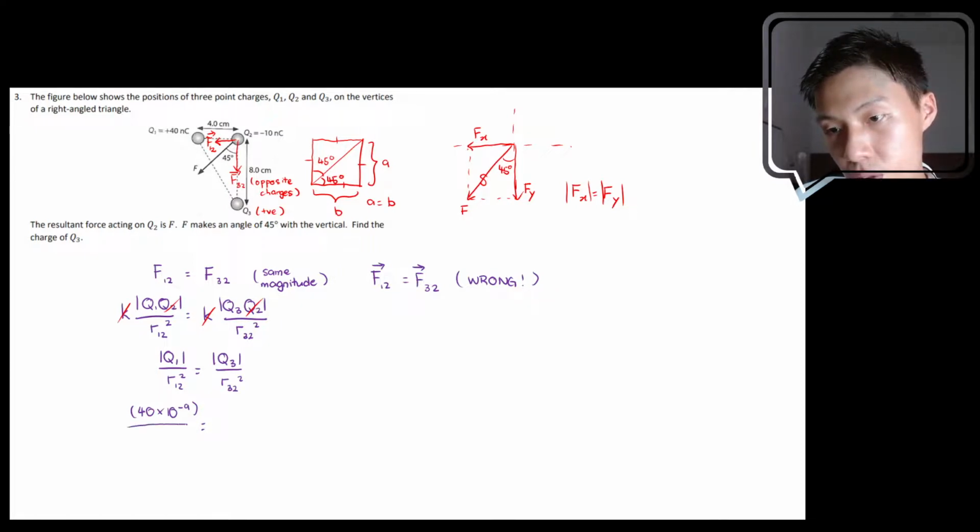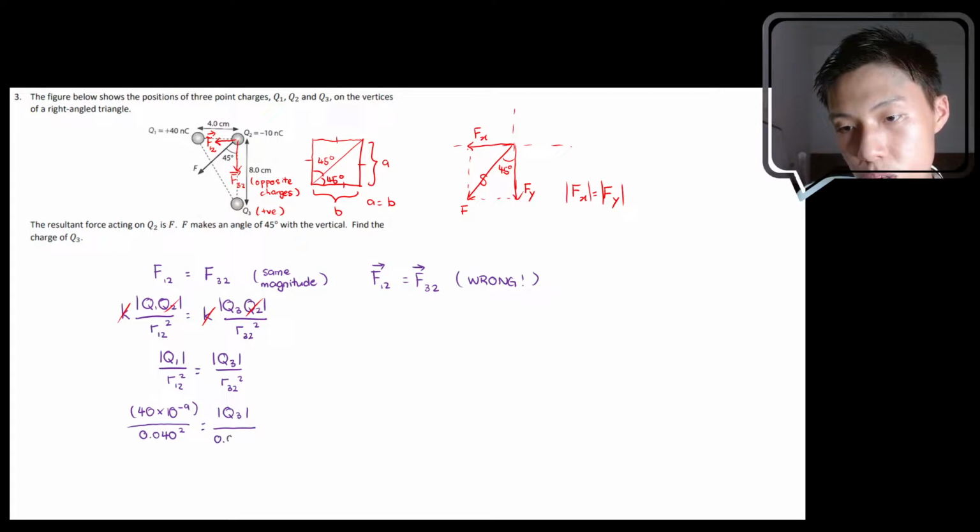Okay, 40 nanocoulomb. r12 is 0.040 meter squared. Q3 we don't know, so we leave it as the absolute value of Q3 divided by r32, which is 0.080 squared. So if we perform our calculation, I believe you get the absolute value of Q3 to be equal to 160 times 10 to the power of -9 coulomb, or you can call it 160 nanocoulomb.